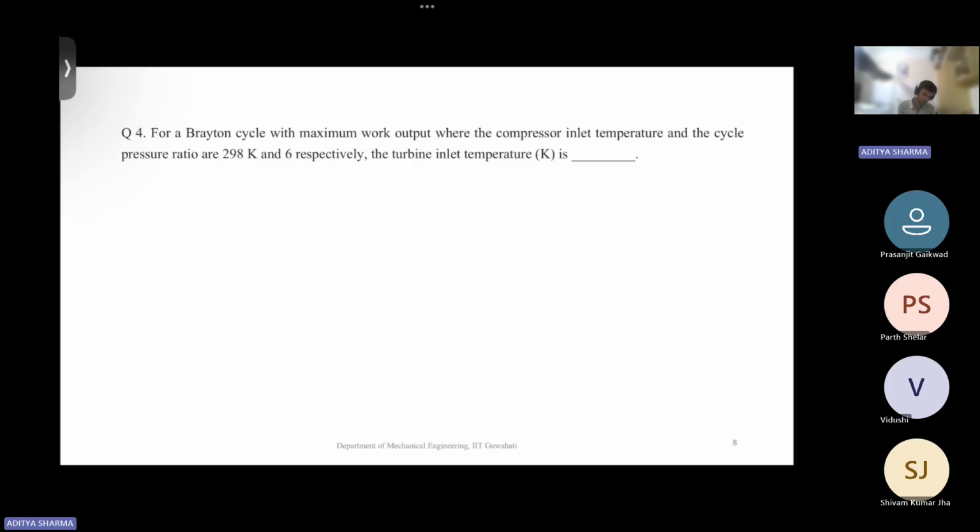So question number 4 says that for a Brayton cycle with the compressor inlet temperature and the cycle pressure ratio are 298 Kelvin and 6 respectively. The turbine inlet temperature is.